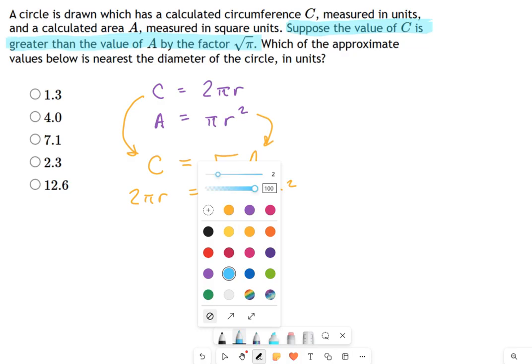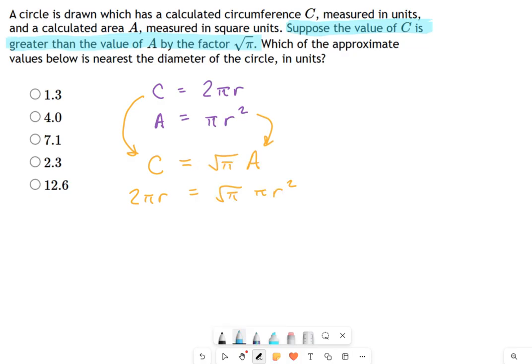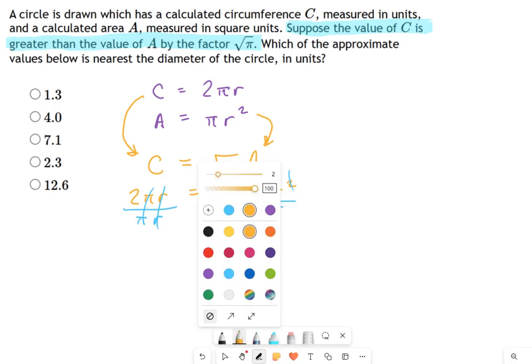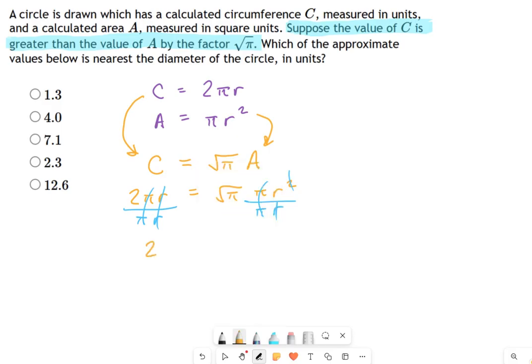What can I do here? Well, I can divide both sides by pi, right? I could divide both sides by pi, and that'll make this go away. That's nice. In fact, I can divide both sides by r also, as long as I do it the same on both sides, and that'll cross out the exponent. So a lot of stuff going on there. Let's just see what happens when everything clears. I get 2 on the left, and I get square root pi times r. So, no problem. I just need one more step of division.